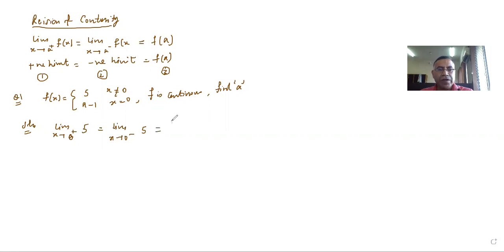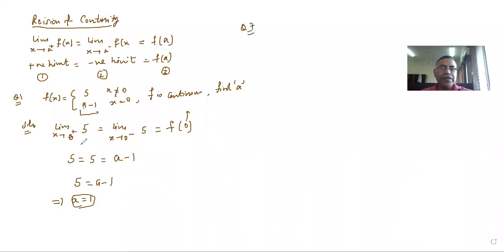Which is equal to the value of the function at a point. So the value of the function at a point, that means f(a), that means f(0). So when x is equal to 0, this is a minus 1. So this is equal to 5, which is equal to a minus 1, because when the value of x is equal to 0, f(x) must be a minus 1. So 5 is equal to a minus 1, which implies the value of a is equal to 6.